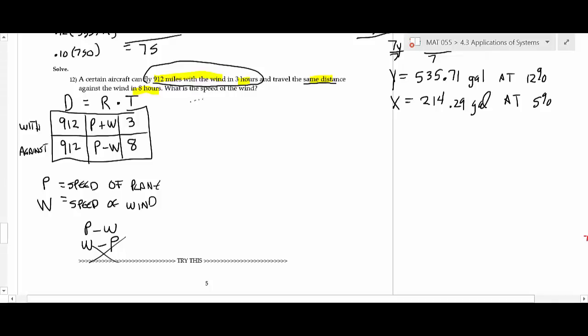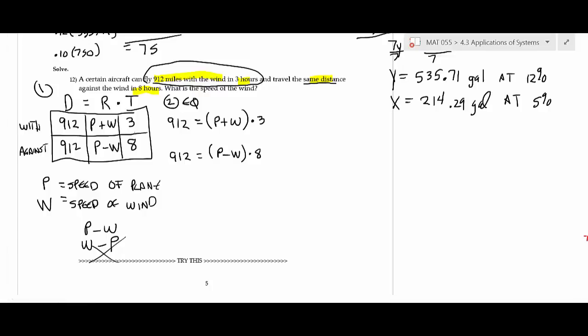Now the next thing is you want to get your equations. The nice thing about the equations is they're staring you right in the face. It's just distance equals rate times time. So that first equation is 912 equals the rate, which has to be in parentheses, P plus W, times the time, 3. That's equation number 1. Equation number 2 is distance, 912, equals rate, which is the whole thing P minus W, times the time, 8. That's your system of equations right there.